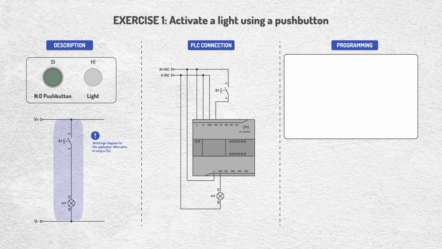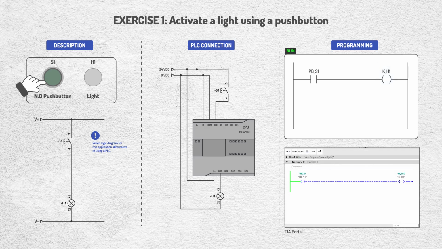Regarding the program, the logic is practically the same as the electrical circuit, only represented horizontally, as if we rotated it 90 degrees. The normally open program contact corresponds to the physical push button, and the coil represents the indicator light. The operation is straightforward. As long as you keep the push button pressed, the light will turn on. When you release it, the light will turn off.